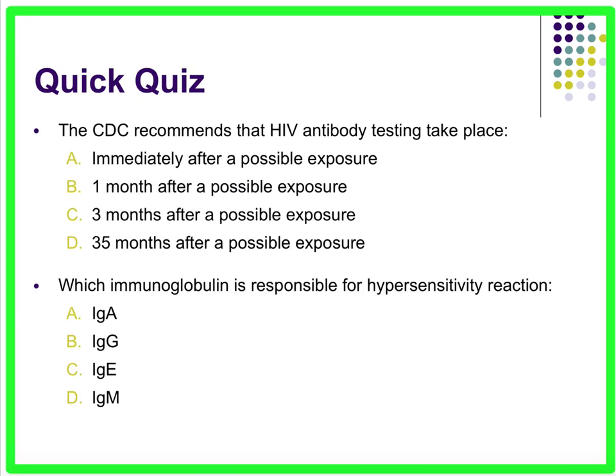All right, so we're going to end with a quick quiz. First question. The CDC recommends that HIV antibody testing takes place when? Immediately after exposure, 1 month, 3 months, or 35 months? Well, immediately after exposure is too soon. So is about 1 month. The best answer is 3 months after exposure. So that gives your body time to respond and make antibodies, and enough so that you can actually test and detect it. 35 months is just waiting too long.